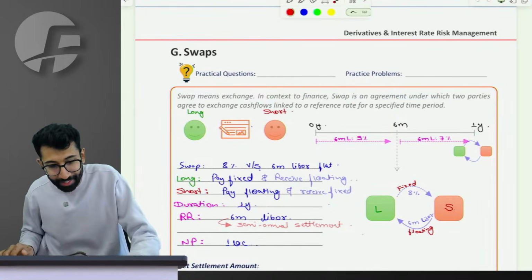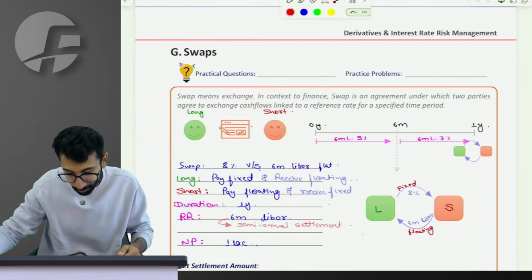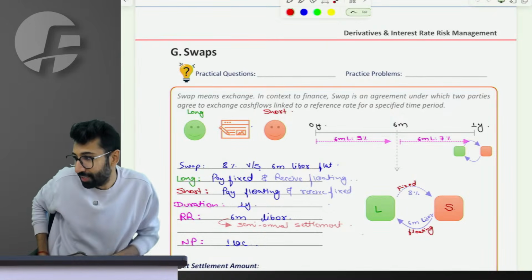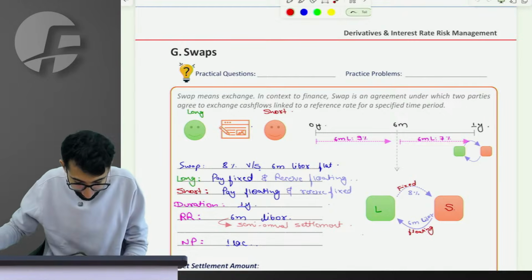Yes, so everyone in the class, what we are going to discuss now is swaps. Really interesting. If you understand it well, it's never confusing. So let's see what it says.